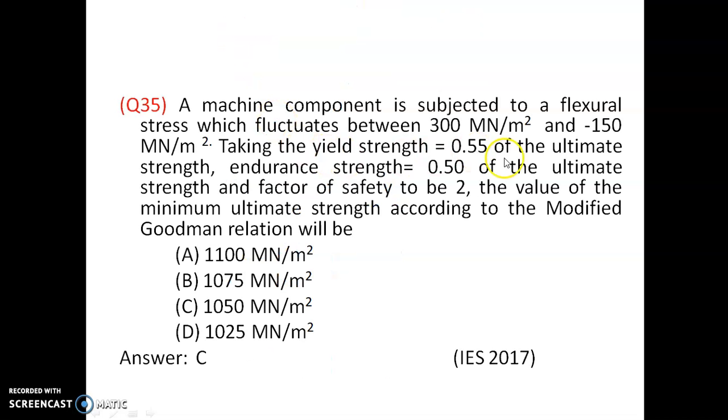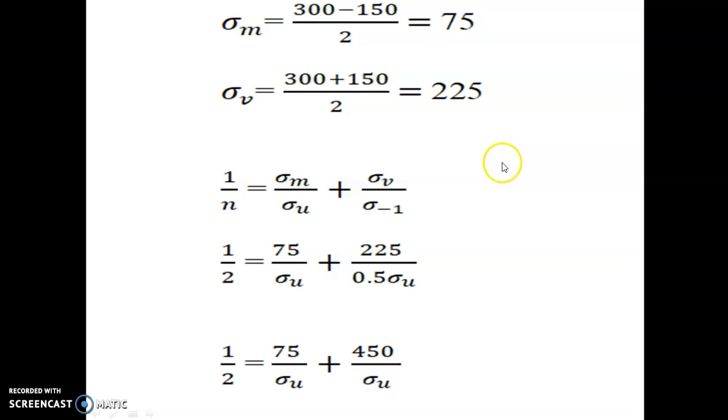Okay, sigma m is 300 minus 150. Maximum stress is 300, minimum stress is minus 150, so 300 minus 150 divided by 2, and variable stress is 300 plus 150 by 2.